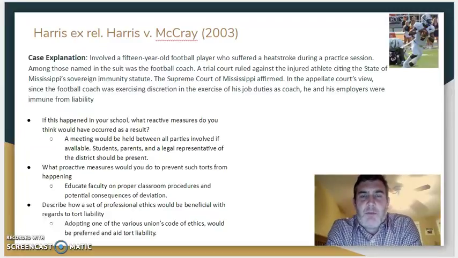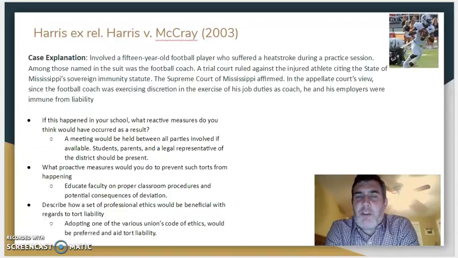It seems kind of redundant, but you have to meet with all parties involved and look at the situation, figure out what happened, and come to an agreement or a path forward. And if there's something of this nature where someone was injured, the district office needs to be notified, so they can figure out the best legal way to move forward.